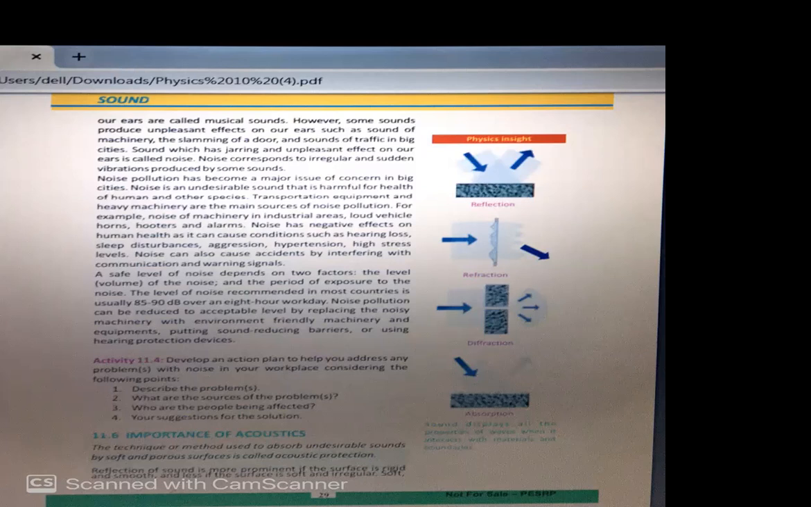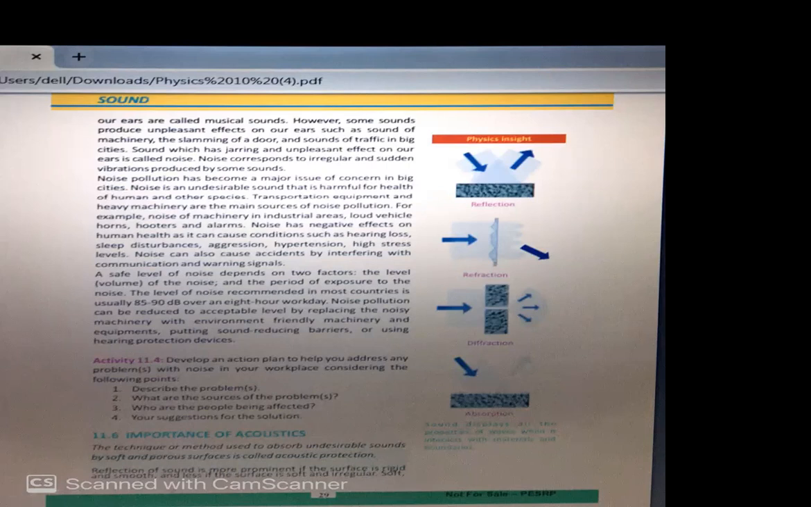Okay. So now the next topic is 11.6. We are going to study now the importance of acoustics, which is on page number 29. If you open the class 10 book, page number 29, you will find this importance of acoustics. The techniques or methods used to absorb undesirable sound by soft and porous surfaces is called acoustic protection.